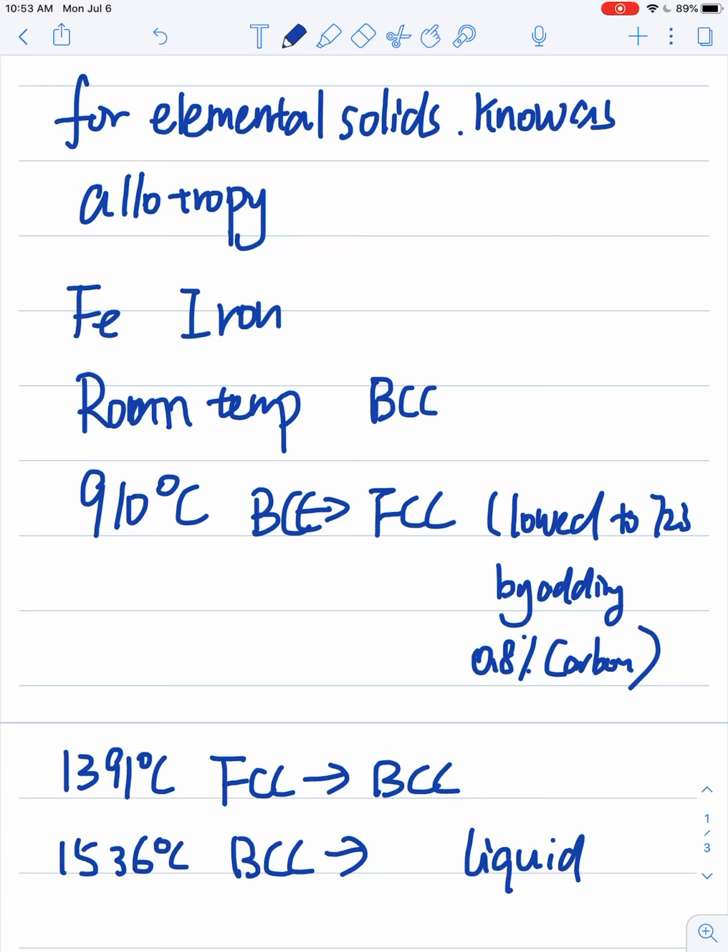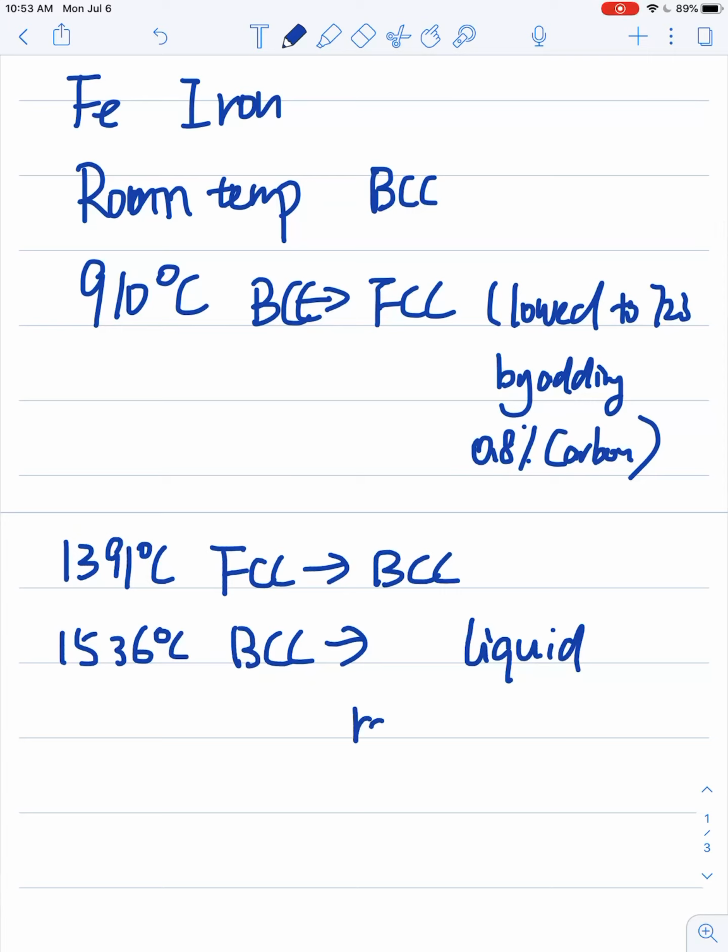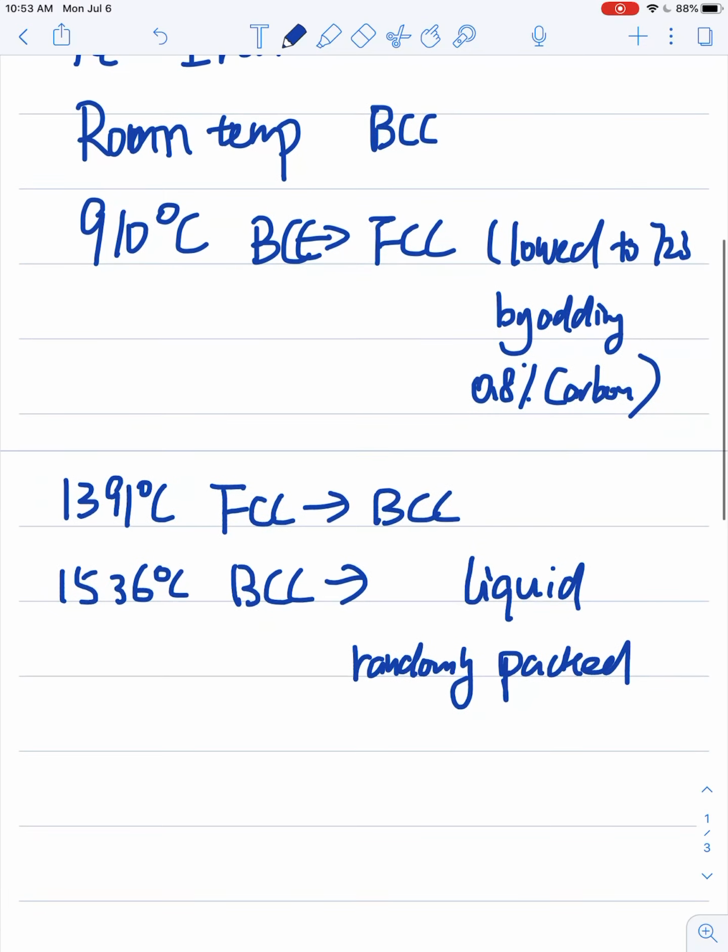If iron is in its liquid state, all the atoms won't be in any crystal structure anymore. It will be densely, randomly packed together.